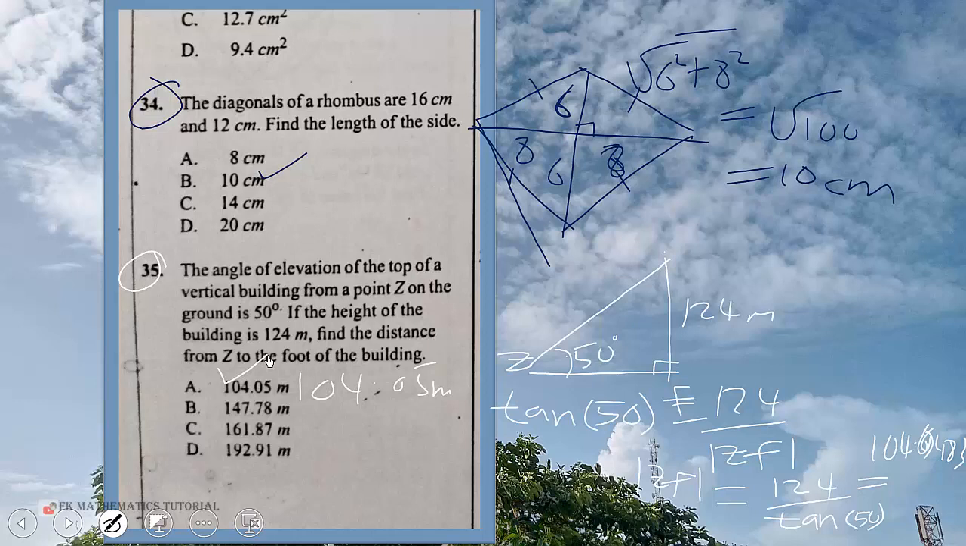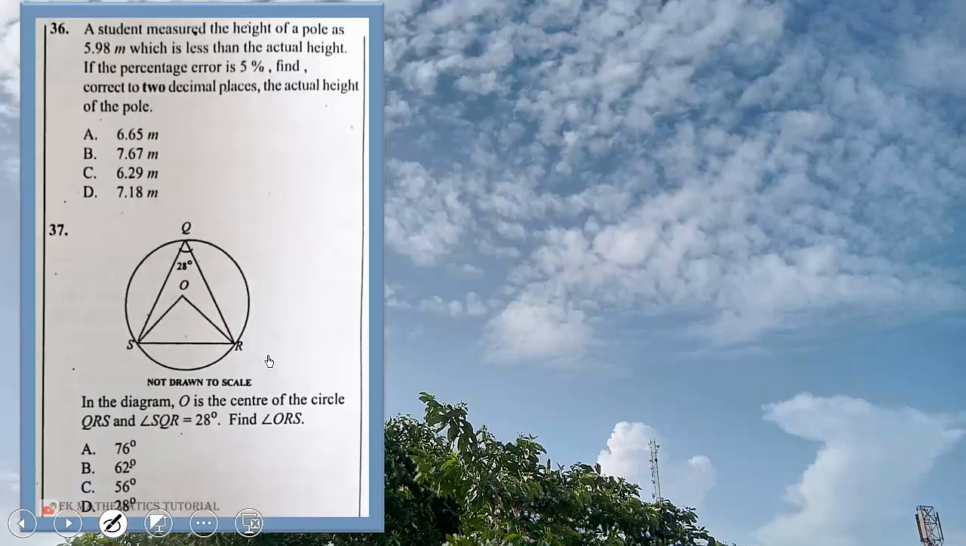Now let's move on to the next question. A student measured the height of a pole as 5.98 meters, which is less than the actual height, if the percentage error is 5%. Find, correct to 2 decimal places, the actual height of the pole.